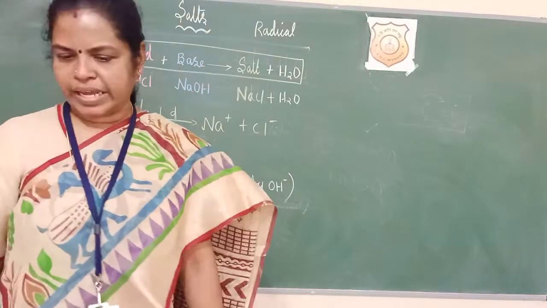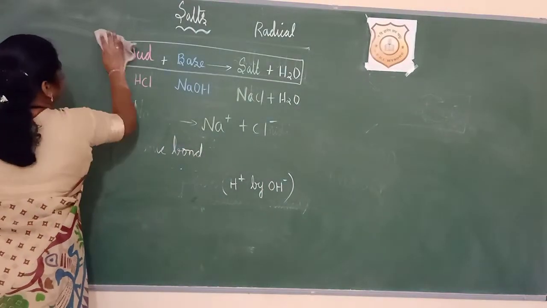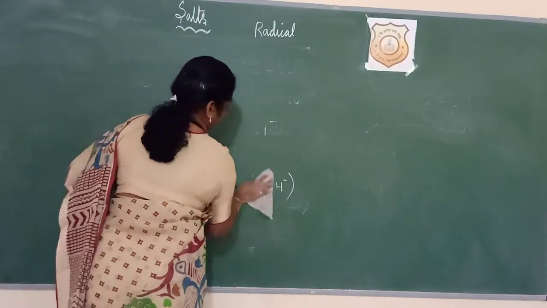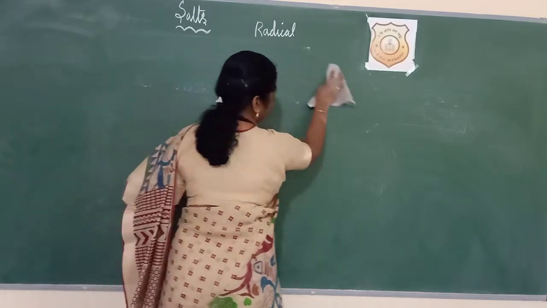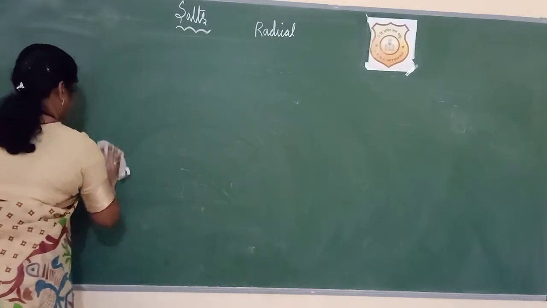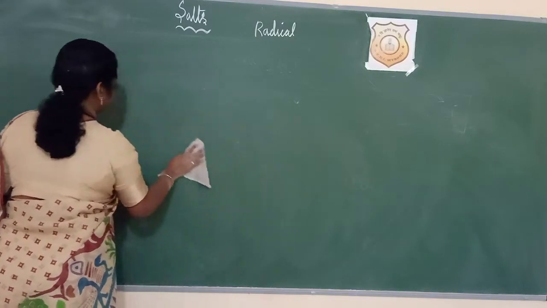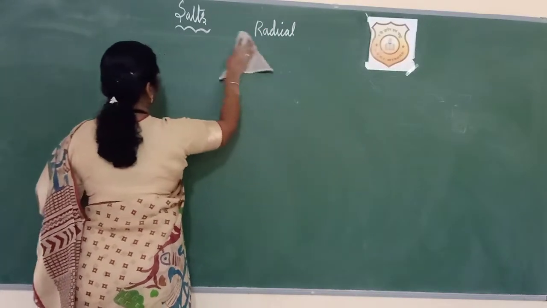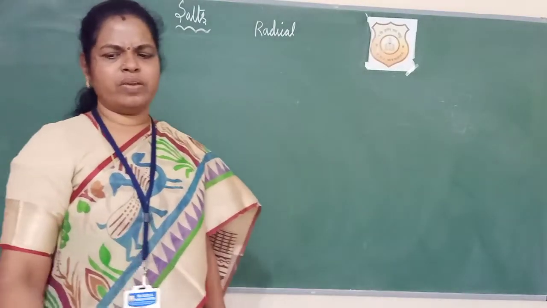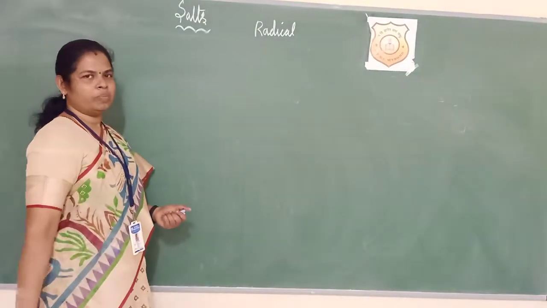Okay. Now we will go to the next part. What is next? We will see the classification. How can salts be classified? Usually, salts are classified into 3. But when you go to higher classes, you will study 5. I will explain all the 5. But in your textbook, they have given only 1 or 2 lines about what salt is and its classification. This will be useful for you in your competitive exams.